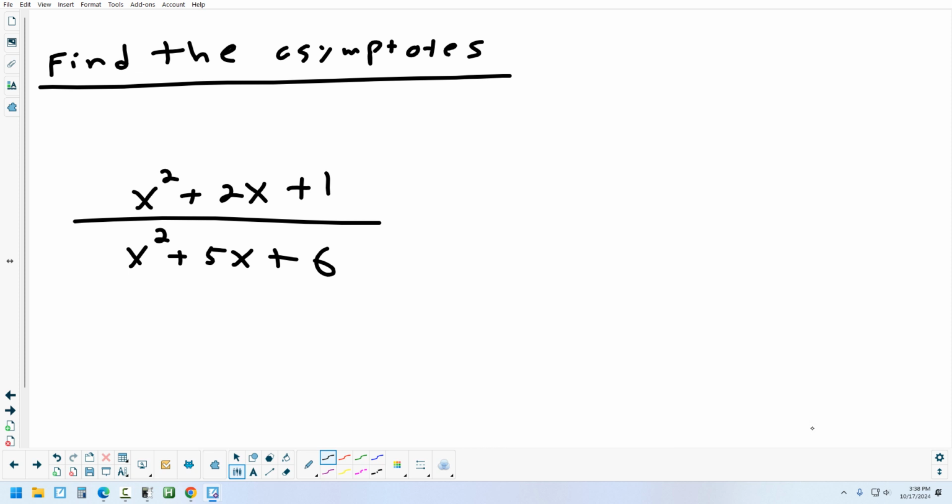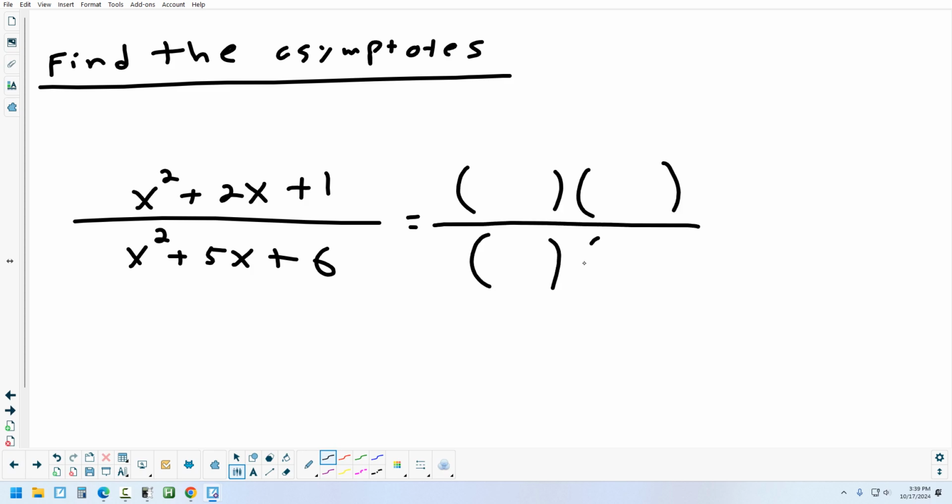Okay, so this question is asking us to find the asymptotes. There are 2 kinds of asymptotes that we've worked with, horizontal and vertical. Let's start by factoring that whole thing, and that's going to help us, especially with the vertical asymptotes. How does the top factor? x plus 2, x plus 1. If it was x plus 2, x plus 1, that would give me a 3 in the middle and a 2 at the end. Oh. Is it?